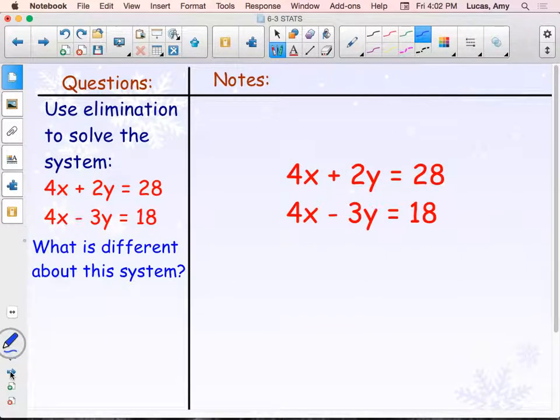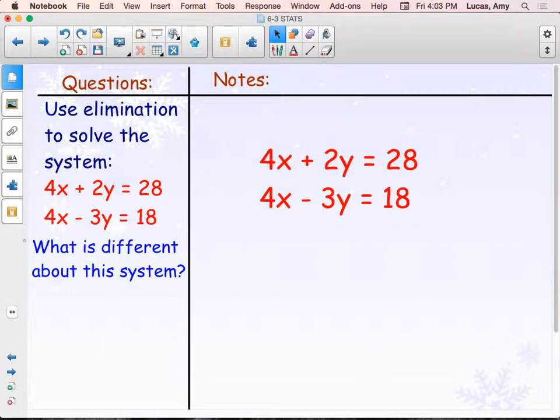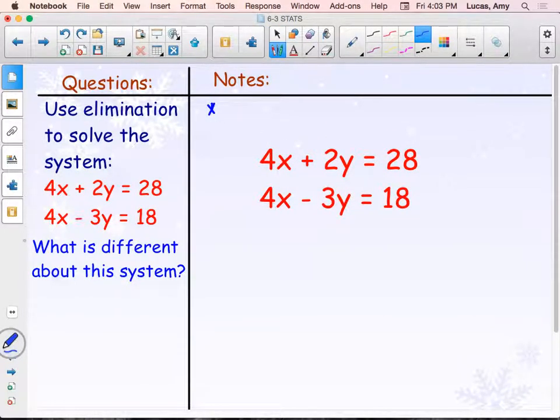Okay, now this system is a little bit different than the first two. So there's a little question, what is different about this system? Well, we don't exactly have opposites. What we have instead of opposites is we have coefficients that are exactly the same. So if you have coefficients that are exactly the same, you can make one little change to have opposites instead.